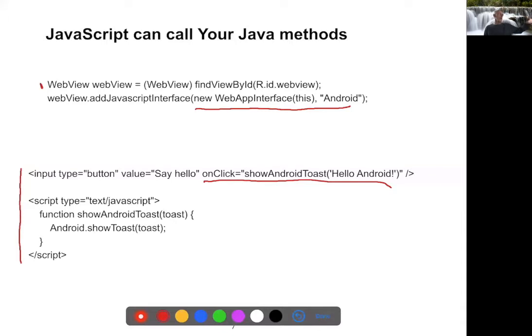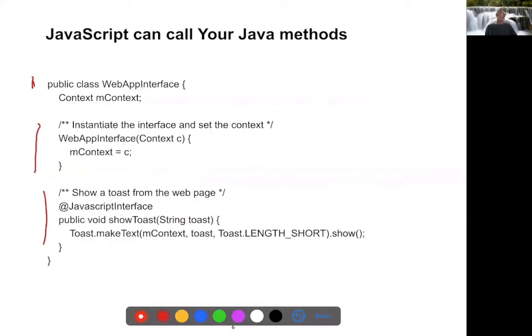So when I click on that button, it's going to call show Android toast, and there's my show Android toast, and it's going to then call Android.showToast, and that's calling this function I created over here. Right? So I can actually have JavaScript in this web view, which is calling my Java or Kotlin code. So far, so good. Pretty good. Yeah, good.